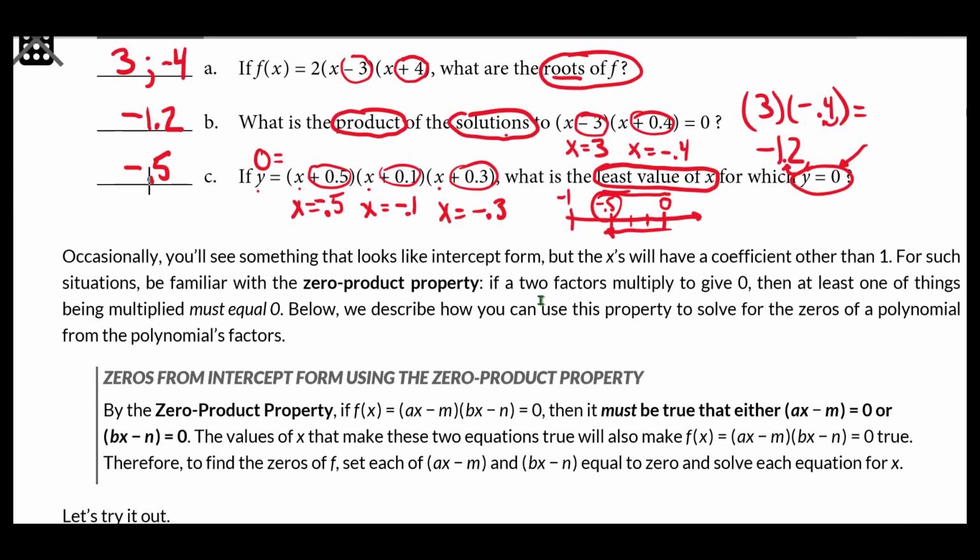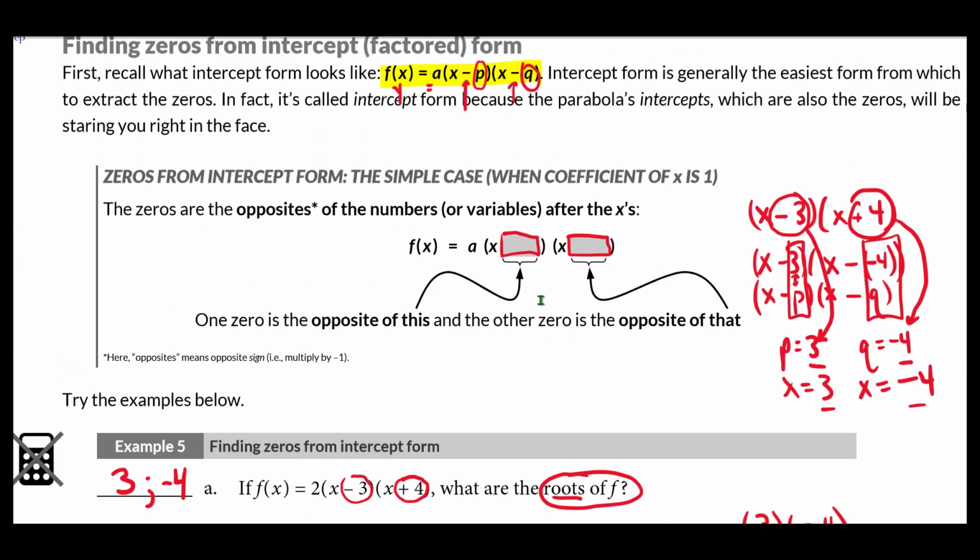Now, we just talked about this very simple case where we have pure intercept form. In pure intercept form, there are no coefficients other than 1, of course, in front of the x value. So when the coefficient of x is 1, we can just take the opposite of the thing after the x's approach, which is what we did here. Opposites of the numbers or variables after the x's.